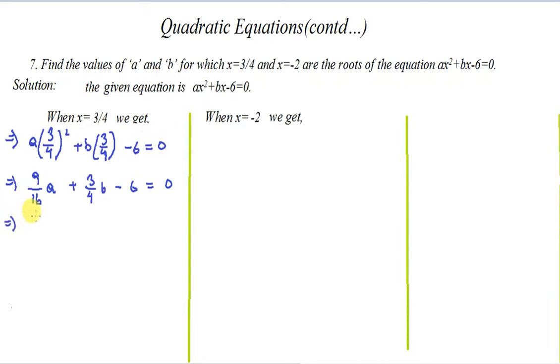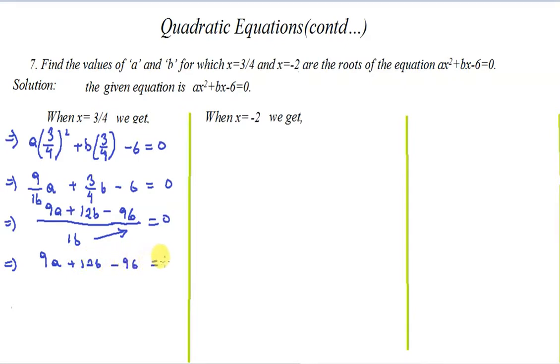Then taking the LCM, the LCM is 16. 16 divided by 16 is 1, 1 into 9 is 9a, plus 16 divided by 4 is 4, 4 into 3 is 12, 12b, minus 16 into 6 is 96, is equal to 0. Multiplying by 16 on both sides, we get 9a plus 12b minus 96 is equal to 0.